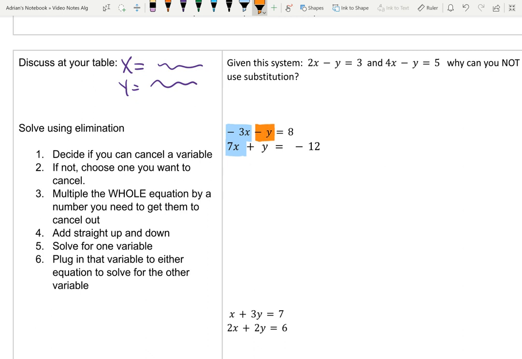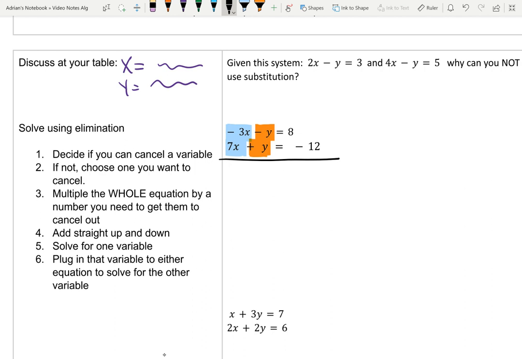What about negative y and a positive y? If I were to add those together, would that become 0? Yes, it would. So if you can add up and down and it will become 0, that tells me that I can use elimination. So if that happens, we're going to go ahead and do that adding up and down.